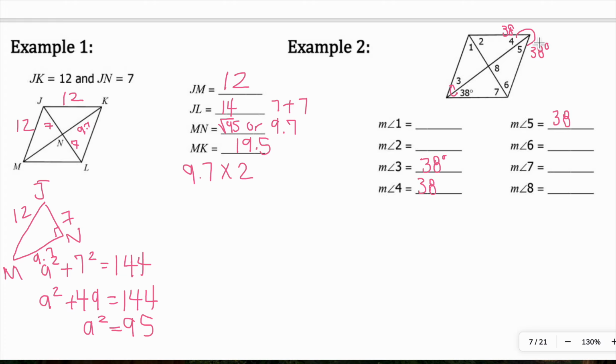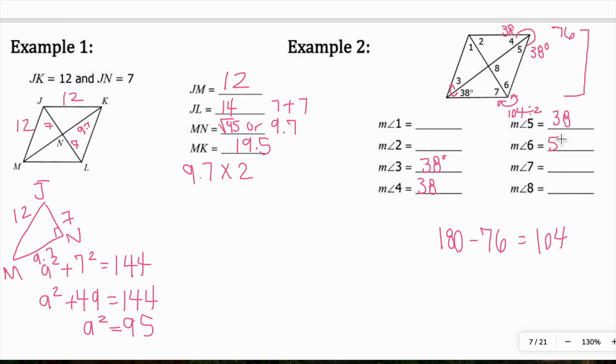Other things that could be 38 we're not exactly sure of, but I do know that 38 and 38 put together is going to be 76, and I know 2 consecutive angles have to equal 180. So I would take 180 minus 76, and that's going to give me 104. That means angle 6 and angle 7 have to add together to be 104. So I'm just going to split 104 in half, and that's going to give me 52.